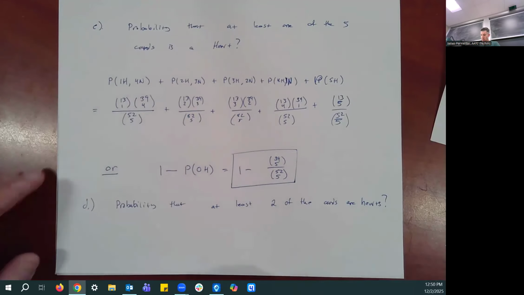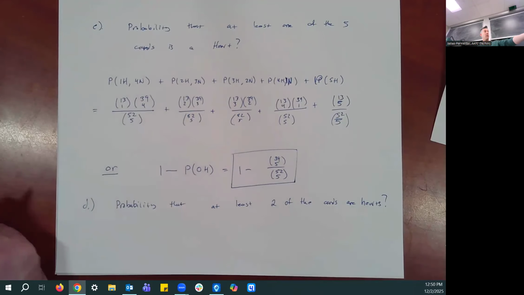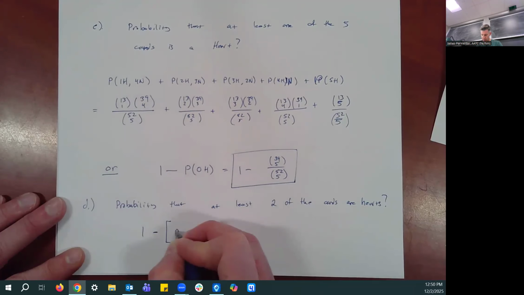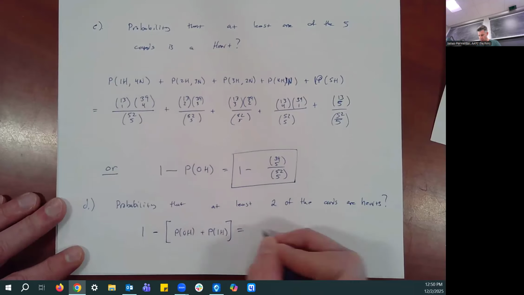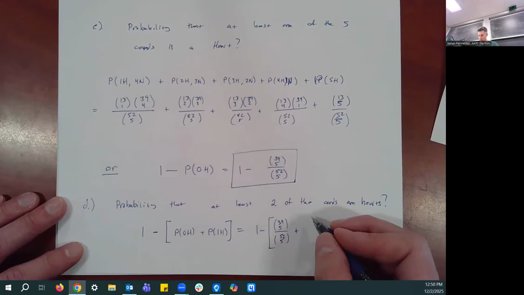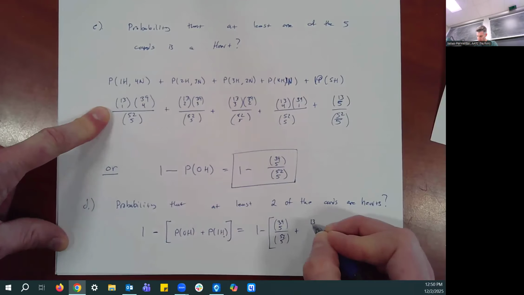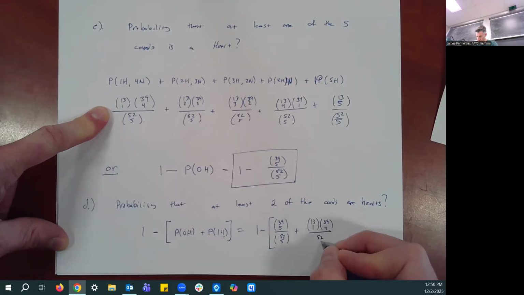So if we want at least two of the cards to be hearts, we don't want 0 hearts and we don't want 1 heart. So we're trying to find 1 minus the probability of 0 hearts plus the probability of 1 heart, which is going to be 1 minus that thing we had up there, 39 choose 5 over 52 choose 5. And then I put this in brackets here, plus getting exactly 1 heart is that one right there. It's 13 choose 1 times 39 choose 4 over 52 choose 5.